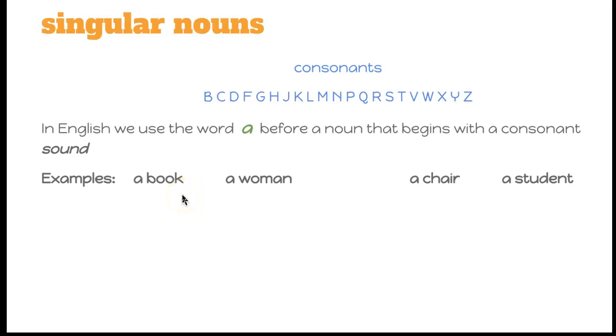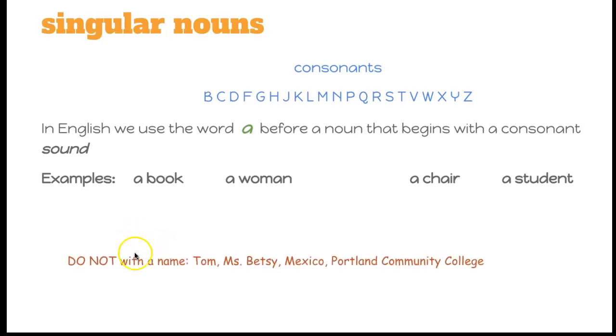So you might have heard a difference when I said a and a. It is okay to use both pronunciations. A book, a book. Both are okay. And also important, we do not use the word a with names.